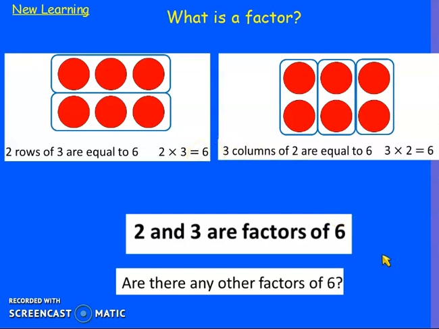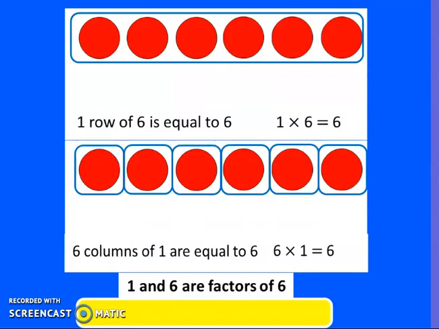Are there any other factors of 6? Pause the video, have a think, and write them in your maths book, pressing play when you're ready to discuss. Okay, have you had a think? We know 2 and 3 are factors of 6 because 2 times 3 is 6, but there's another factor pair of 6. Here's a picture to show us.